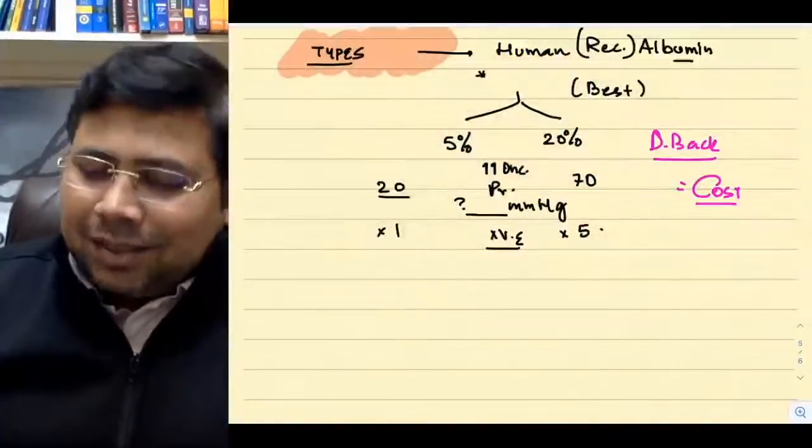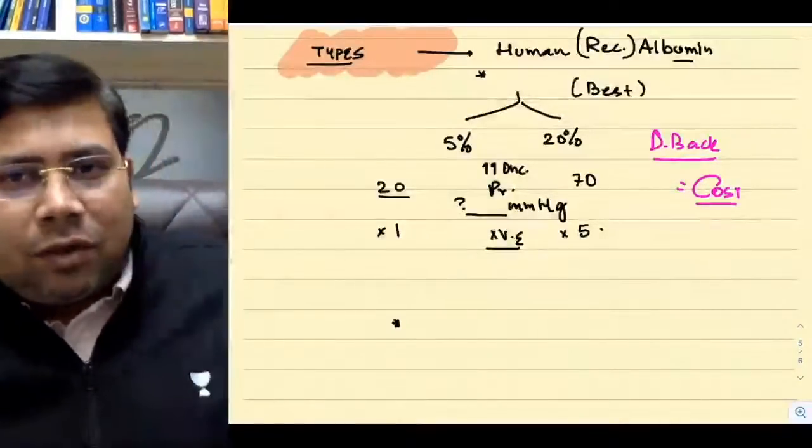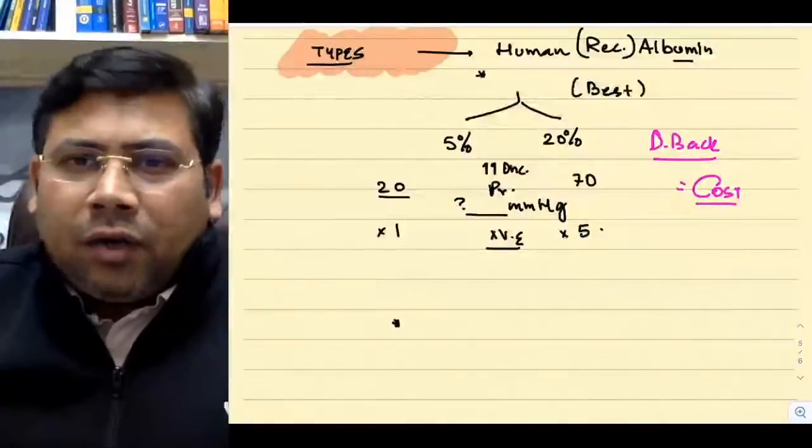Next is Intas, the cheapest player, giving at 5700, and the hospital rate is somewhere around 4700. So let us talk about this recombinant human albumin.